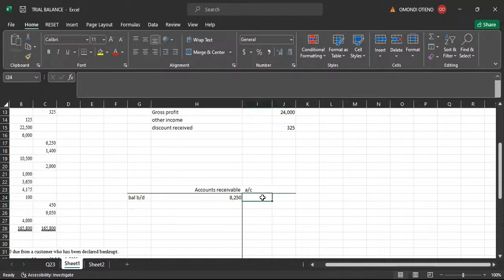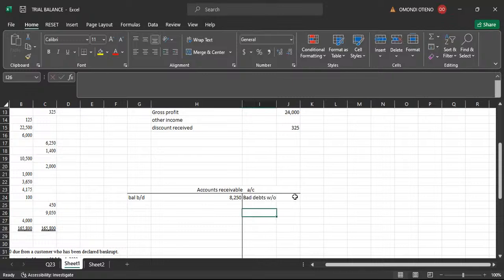When we write it off, we take it to bad debts written off account as an expense. So we take it to bad debts written off expense account, and then in that particular expense account, it will be transferred to the profit or loss account as an expense. So we are going to take it to bad debts written off. Of what value? 250.